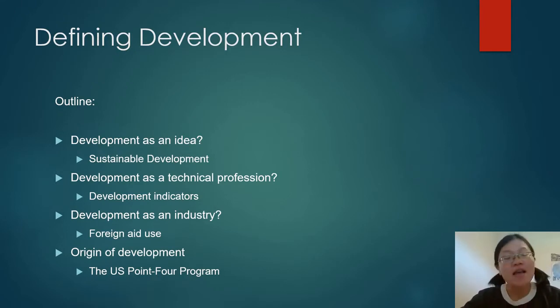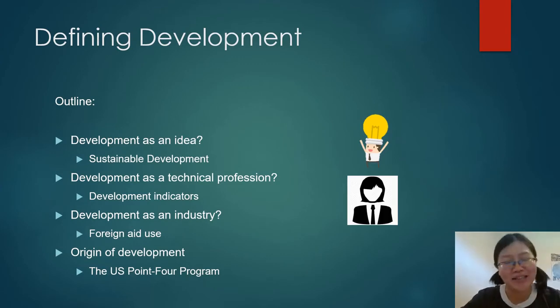If you look at the outline, I'm really trying to look at development from three different perspectives today. The first one is development as an idea. So what does the idea of development entail? And also look a little bit at sustainable development and what it actually means. I also want to look at development as a technical profession. This is to look at how development actors use different technical languages to talk about different indicators and different measures of those indicators in achieving development.